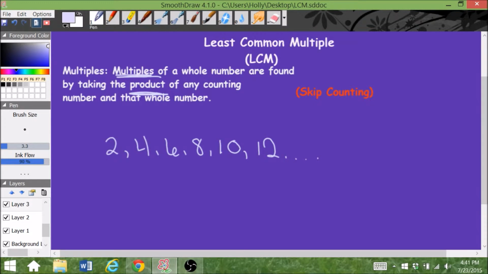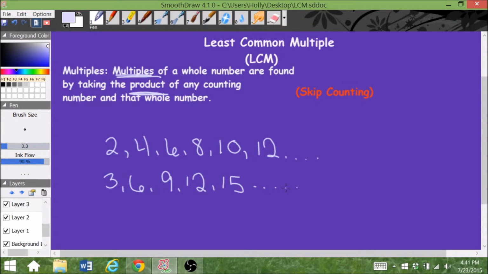Let's do the multiples of another number. Let's say I was finding the multiples of 3. That would be 3, 6, 9, 12, 15, and then they would continue.